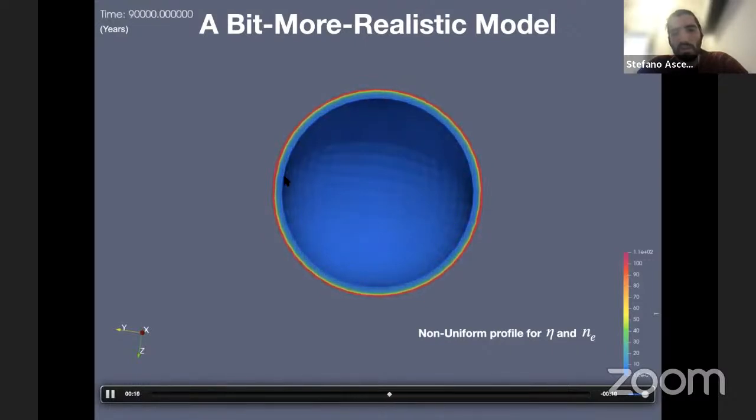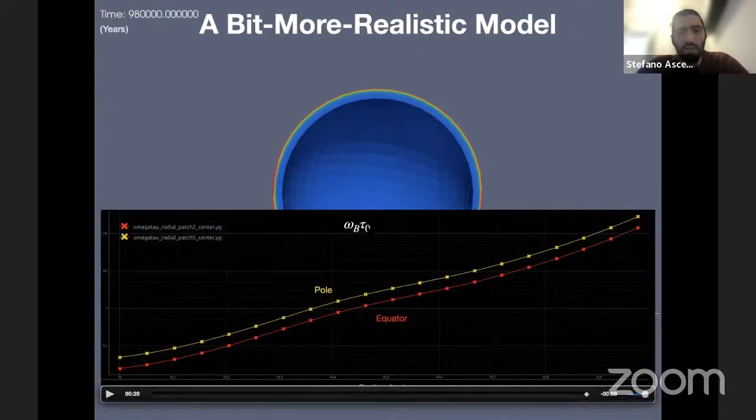But when the cooling front reaches the surface, you start to see some effects similar to the previous run, namely the heat diffuses more efficiently in the polar region than in the equatorial region. And the reason why, you can see it if you look at the profile.